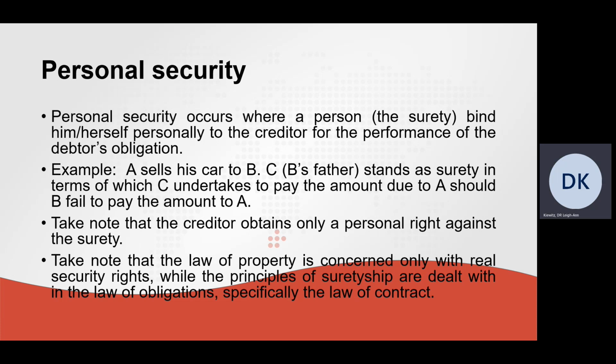Now, personal security occurs where a person, the surety, binds him or herself personally to the creditor for the performance of the debtor's obligation. Example, A sells his car to B. C, B's father, stands as surety in terms of which C undertakes to pay the amount due to A should B fail to pay the amount to A. Take note that the creditor obtains only a personal right and not a limited real right against the surety. And furthermore, take note that the law of property is concerned only with real security rights, while the principles of suretyship are dealt with in the law of obligations, specifically the law of contract.